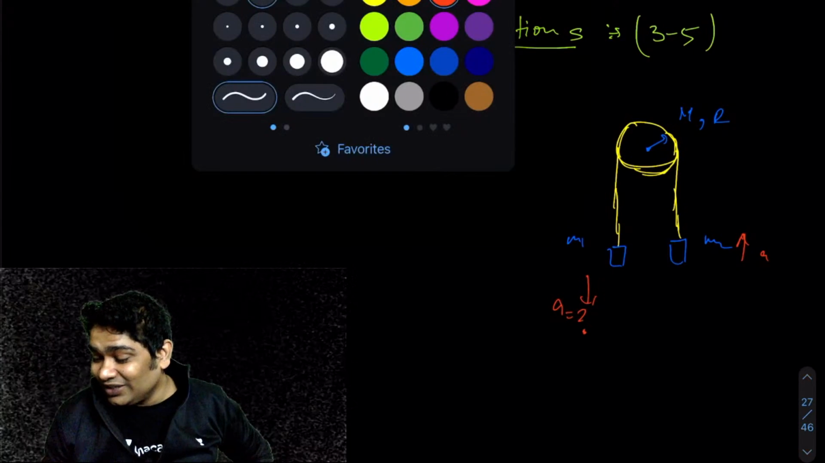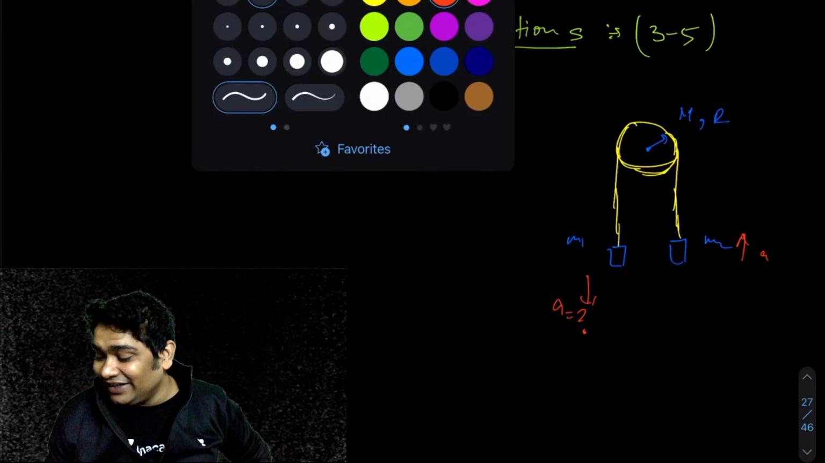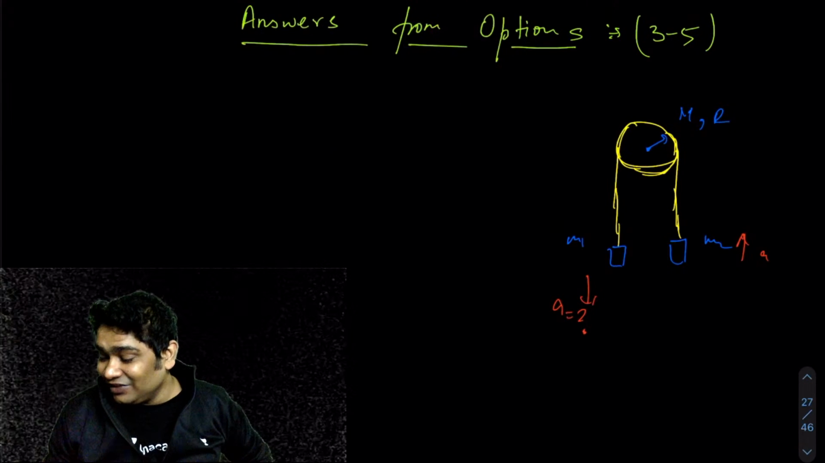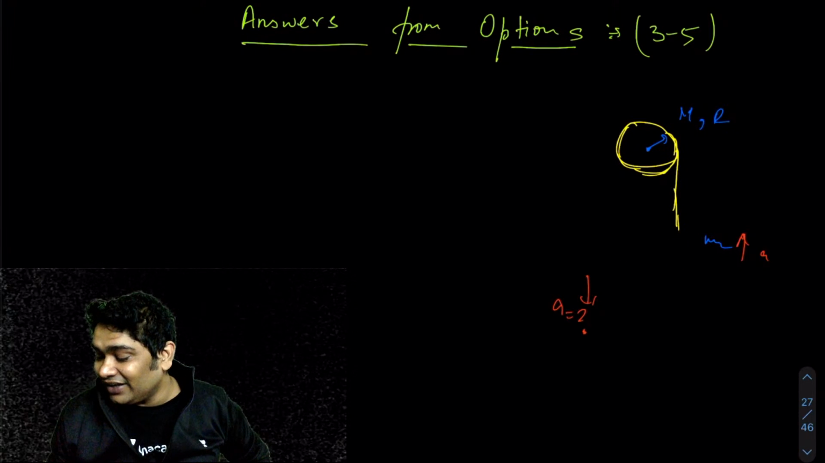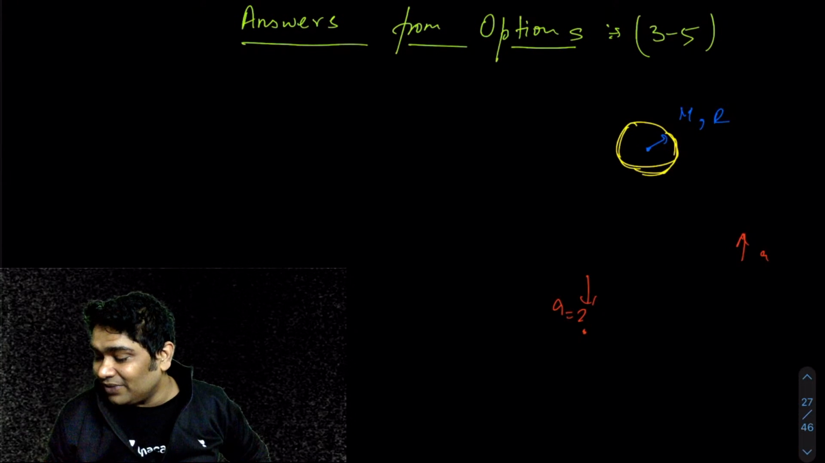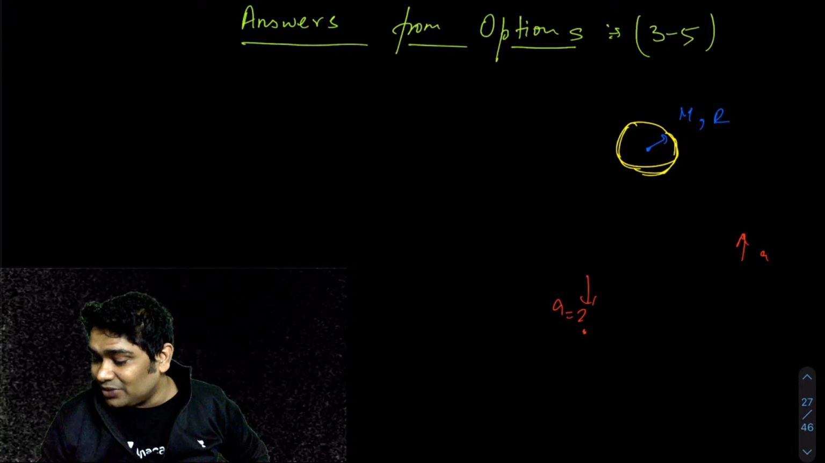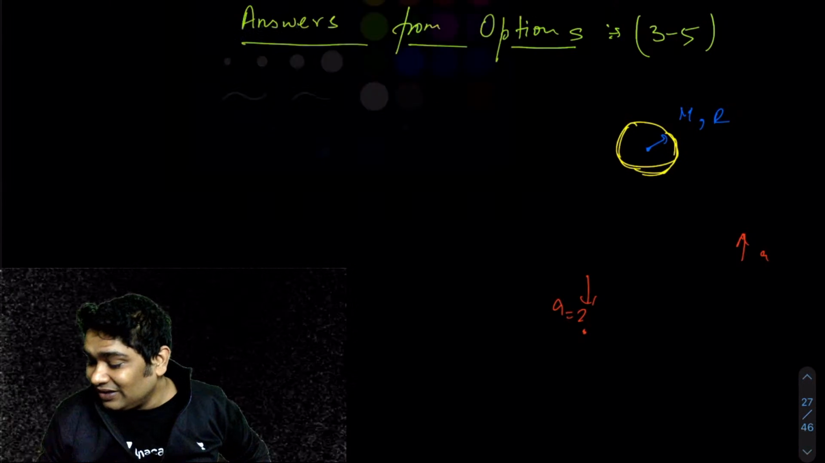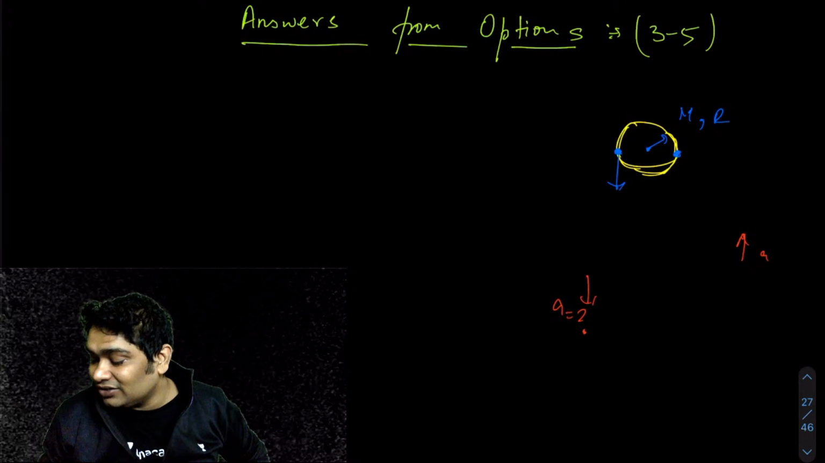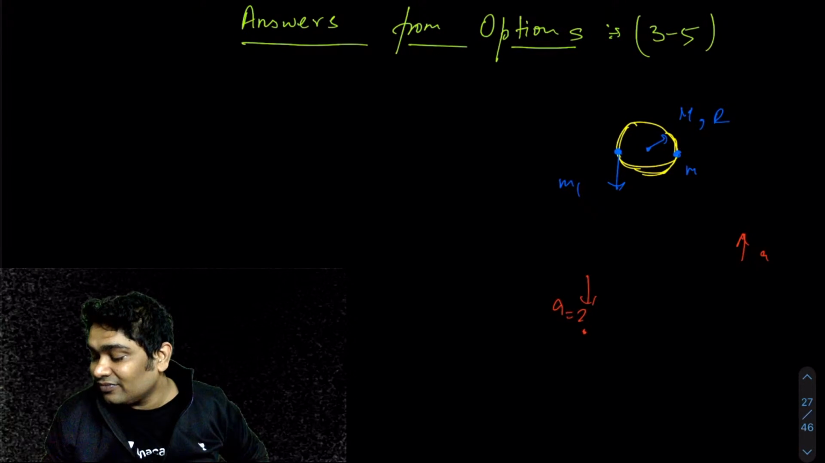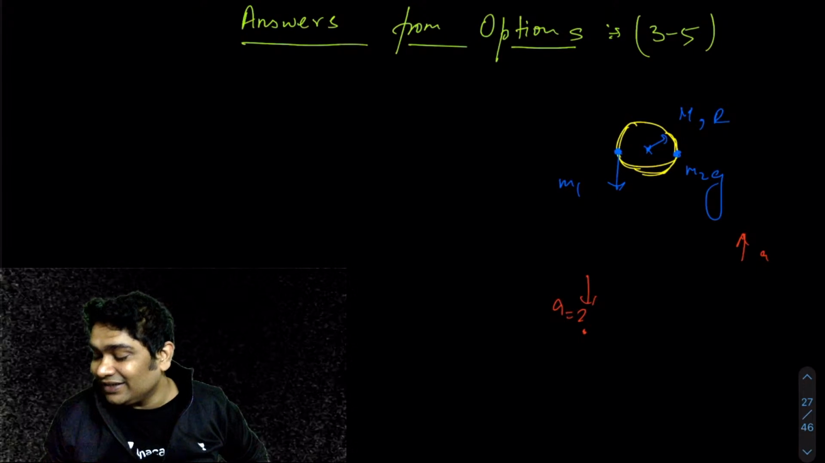So the idea is that you make the length of the string 0. Simply remove this. Instead of writing different equations, simply remove this. Turn your objects into point objects. Attach them here and here, and just take torques about the center C.